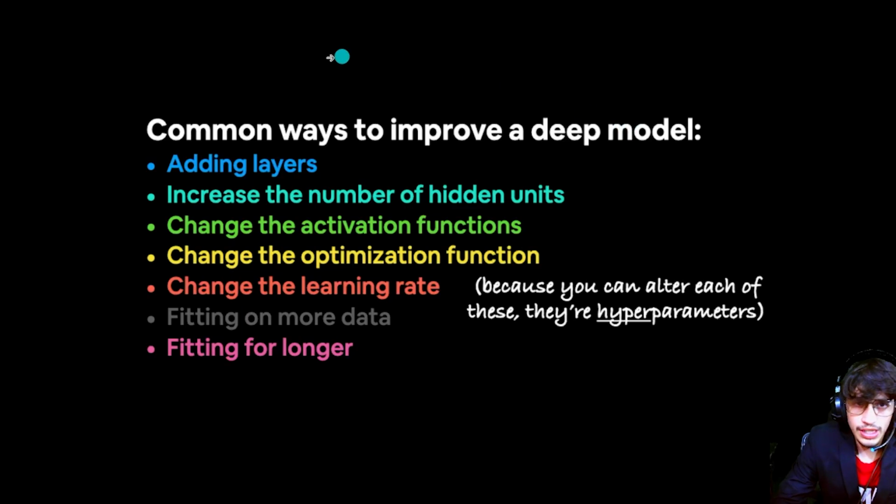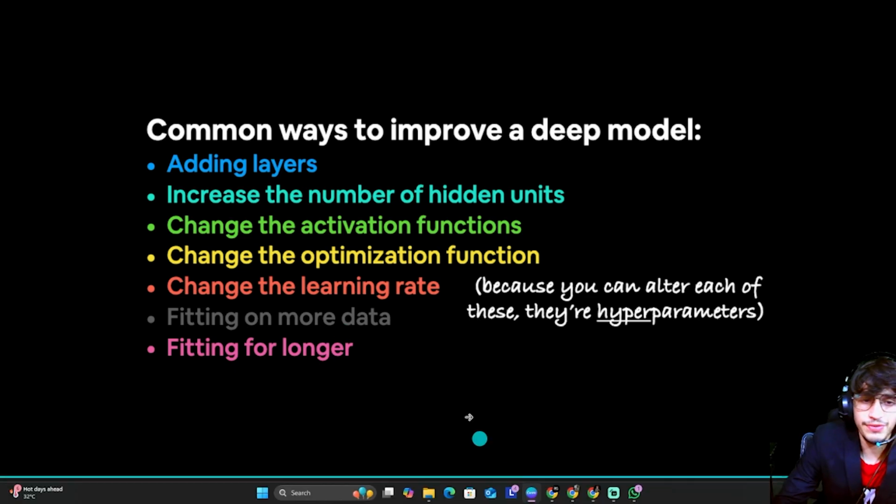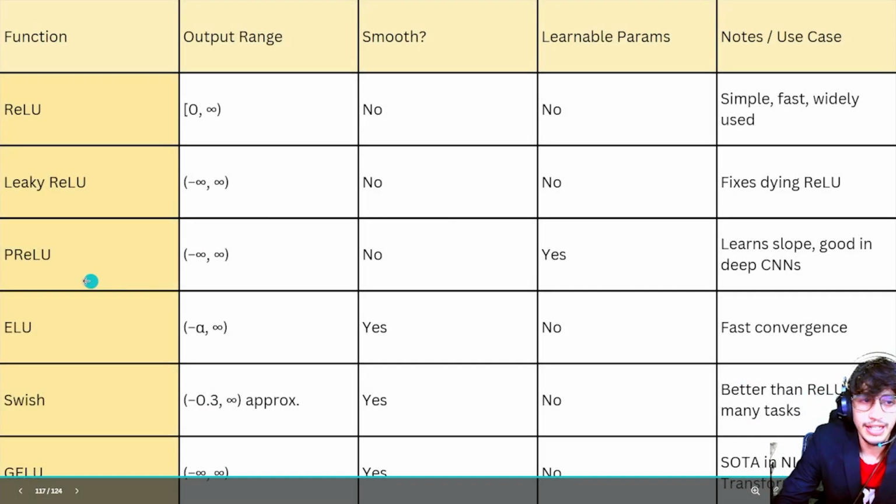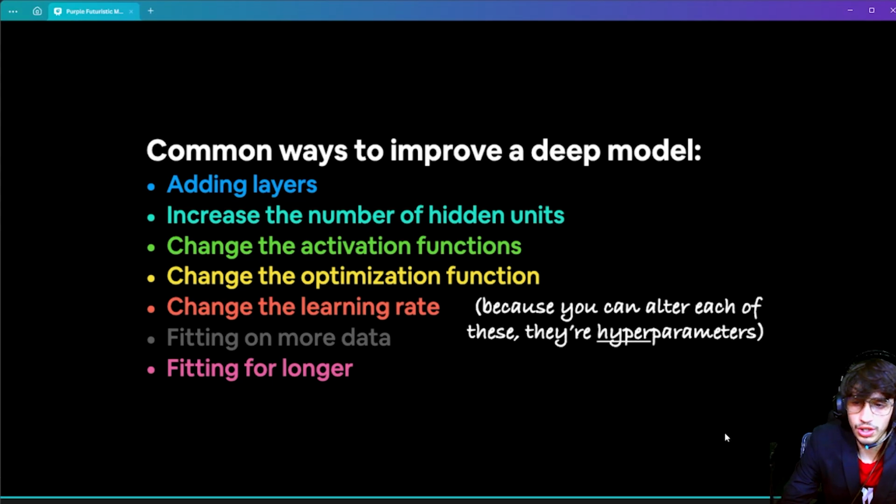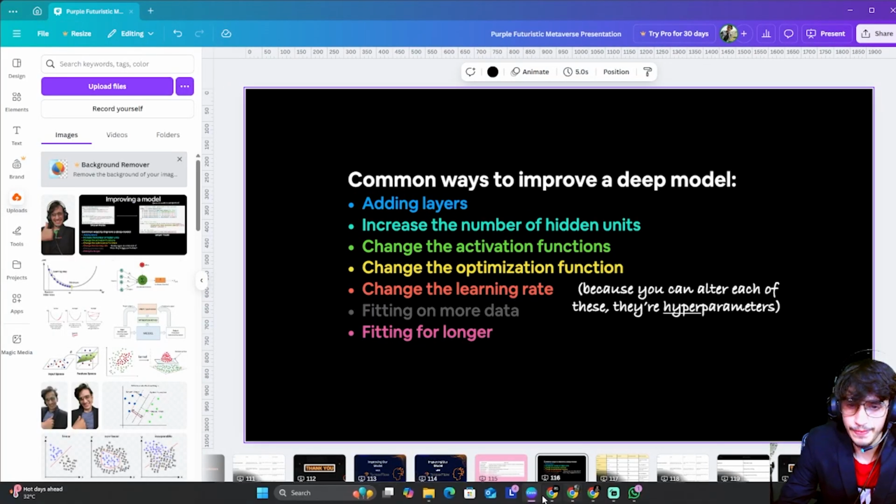So now let's see some common ways to improve our deep model. We have some ways like adding layers, increasing the number of hidden units, changing the activation function, changing the optimization function, changing the learning rate, fitting on more data and fitting for longer. So let's try some of these in the notebook.